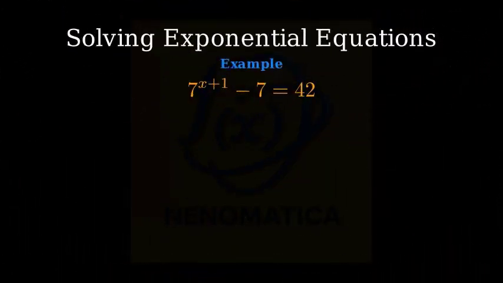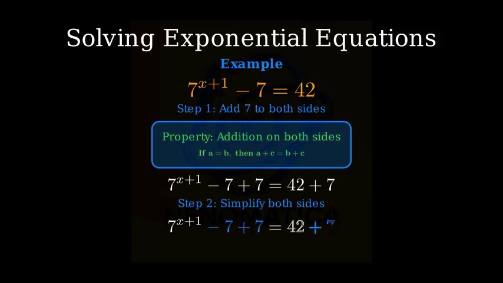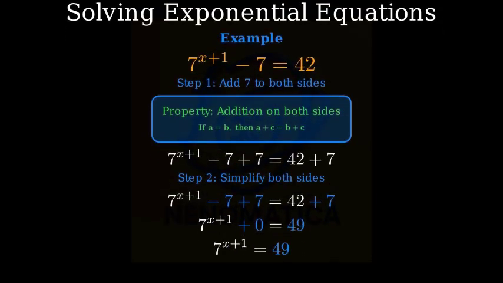We need to solve 7 raised to the power of x plus 1 minus 7 equals 42. To solve this equation, we'll first add 7 to both sides to isolate the exponential term. Now, we can simplify the equation. On the left side, negative 7 plus 7 equals 0. And on the right side, 42 plus 7 equals 49.